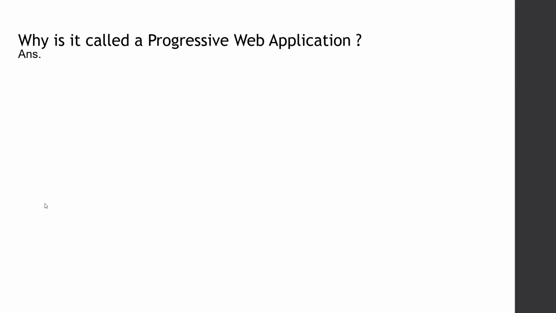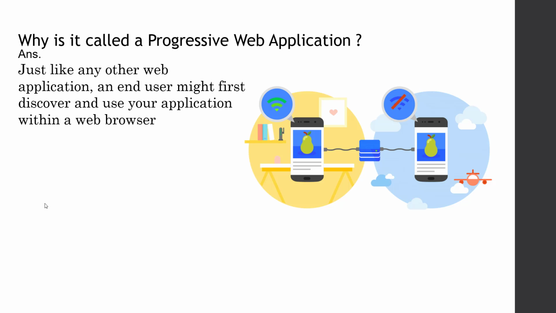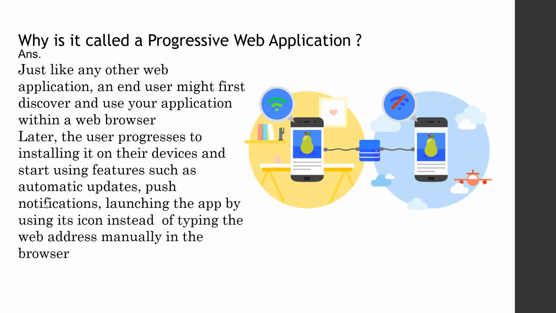So why is it called a progressive web application at all? The answer being, just like any other web application, an end user might first discover and use your application within a web browser, because it's a web application after all. So one must discover it on a web browser through some search engine or some reference. Later, the user progresses to installing it on their devices and starts using features such as automatic updates, push notifications, launching the app by using its icon instead of typing the web address manually in the browser. And hence the name of the term, progressive web app.